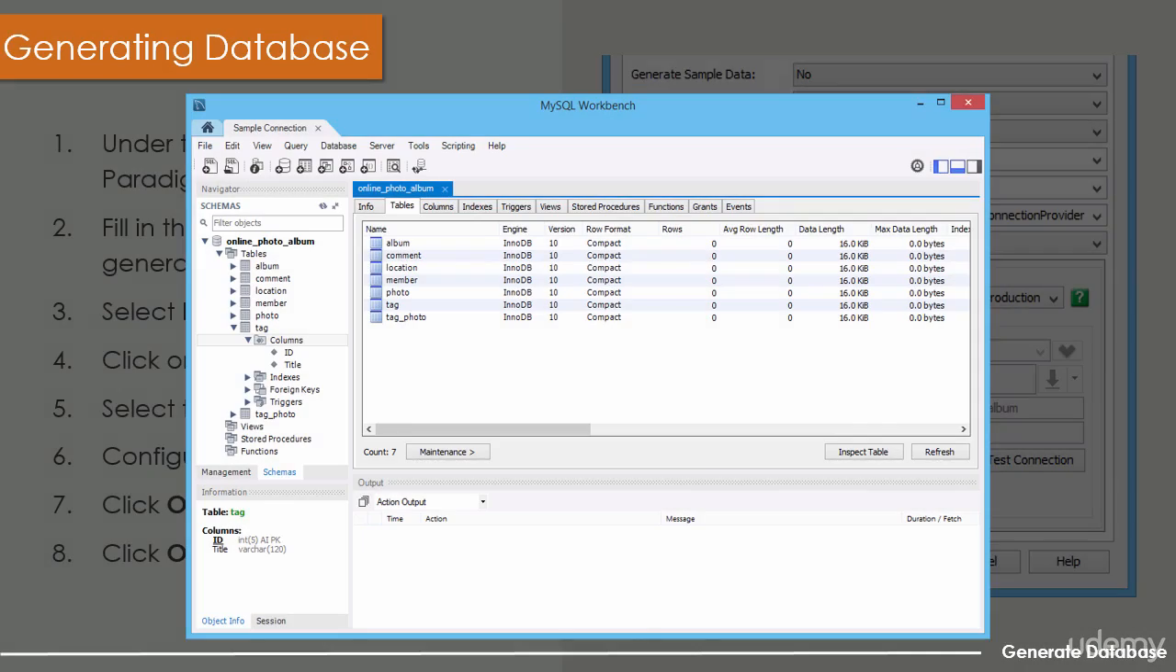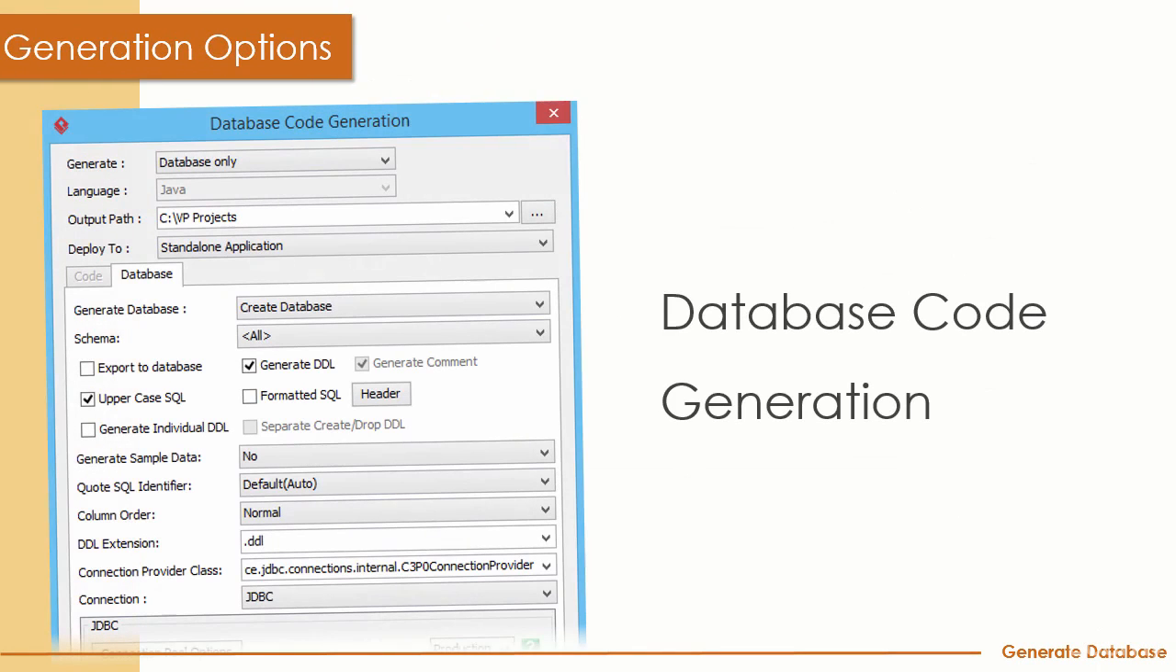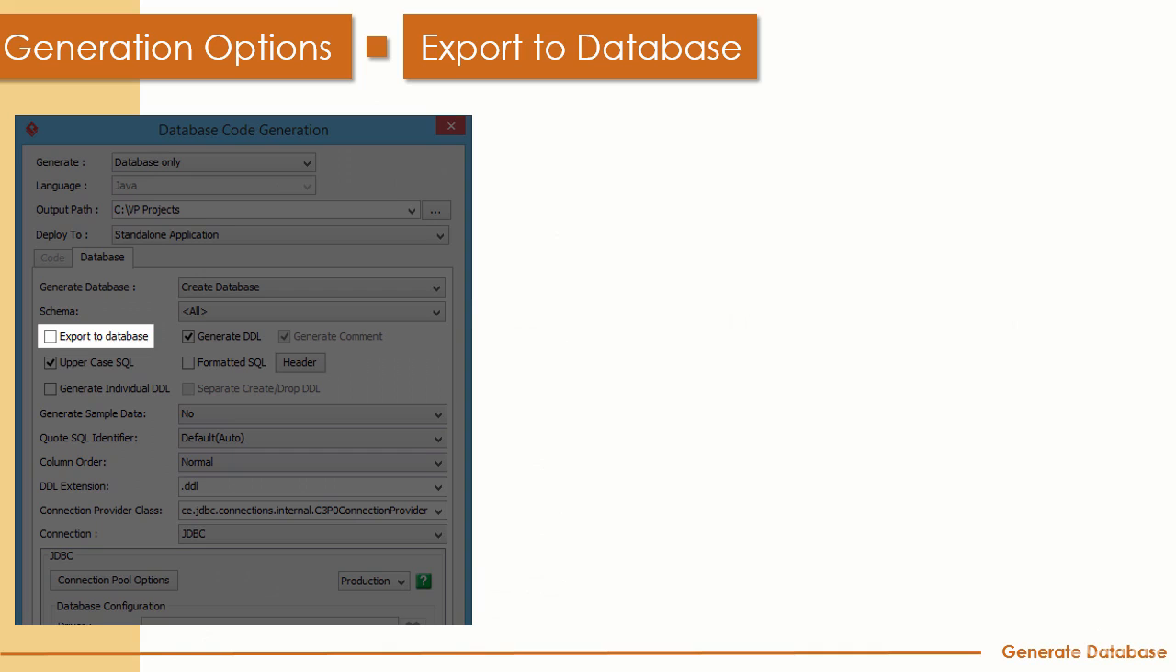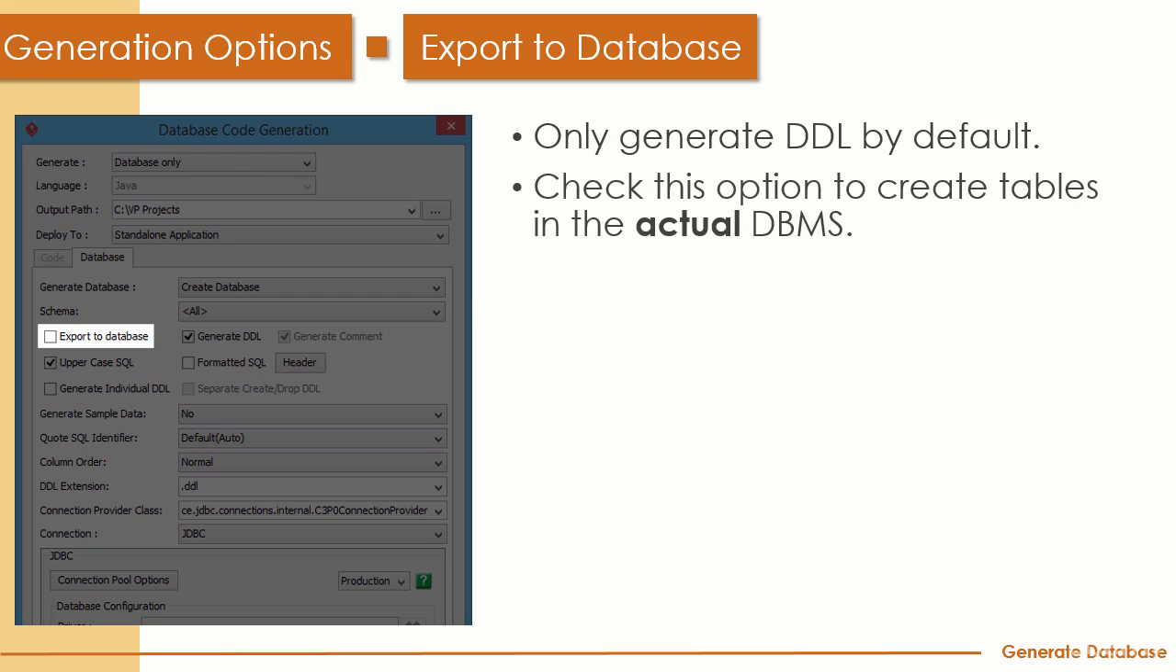Let's continue to talk about the database generation options. First of all, we have Export to database. By default, this Export to database is turned off. The reason is that Export to database means you generate directly to the database, you connect to the database engine. In case you don't have the database right away with you, then you don't check it, then you just generate the DDL. And because I'm doing a demonstration, I generate directly.